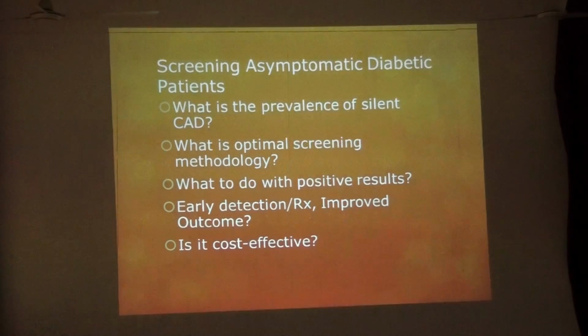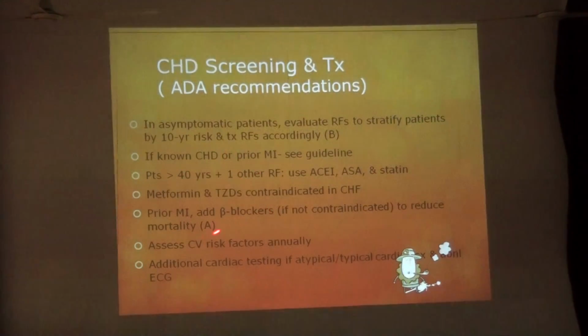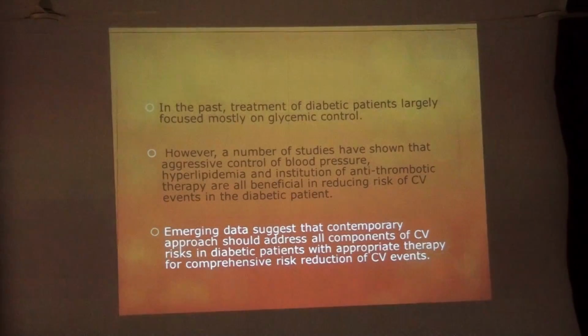Then the asymptomatic diabetes, what we are discussing. If it is asymptomatic diabetes, it is always better to have early detection and early follow-up. There are recommendations on when to do it, for more than 40 years plus, and assess the various factors. For all the drugs that have been defined, you have to go for risk stratification. Now the message is that treatment of diabetes has largely focused mostly on glycemic control. But it is not only glycemic control, but also hyperlipidemia and institution of antithrombotic therapy, all beneficial for these events in the diabetic, leading to appropriate treatment and comprehensive risk reduction of CV events.